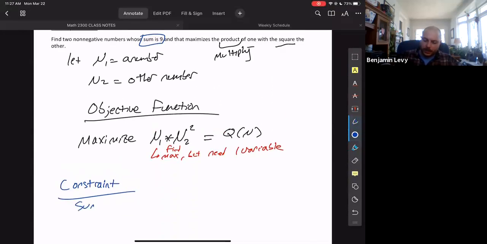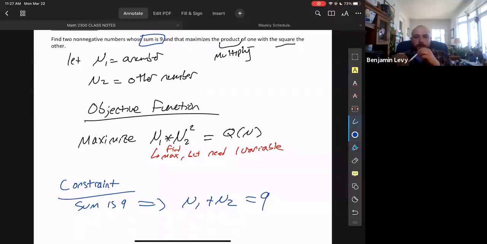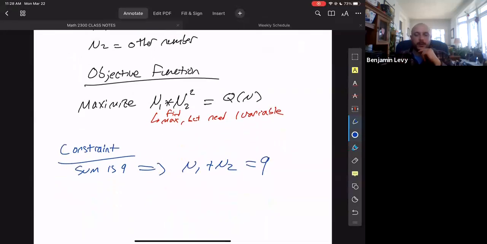So their sum is 9. That implies n1 plus n2 has to be 9. And so we just solve for one, plug it into the other one. Doesn't really matter which one we do. You could solve for n1 and then plug it in that way, or you could solve for n2. It really doesn't matter.